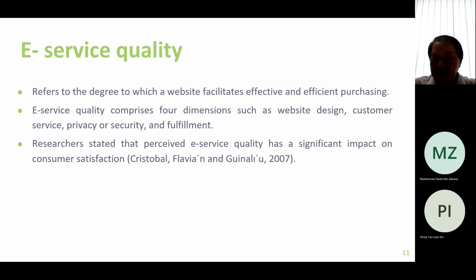The next independent variable is e-service quality. We talk about service, which is very important, especially when purchasing online. This e-service refers to the degree to which a website facilitates effective and efficient purchasing. It comprises four dimensions. The first one is website design, then customer service, privacy and security, and fulfillment. These are the very important elements of e-service quality. Without these four elements involved, I think it's difficult.